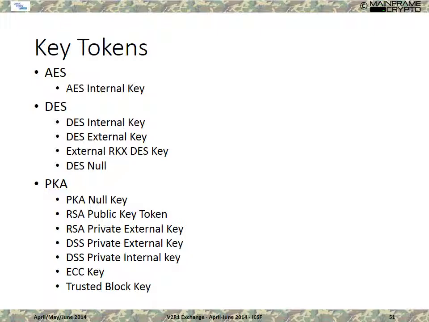These key tokens are all documented in the ICSF Systems Programmer's Guide. The layout for all of these is in there. So if you have access to the key store, you can pull the key token out of the record and look at the flag settings, look at the bit settings to see exactly how the key can be used. Let's go to slide 52.